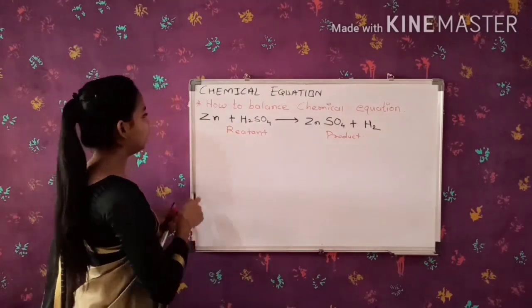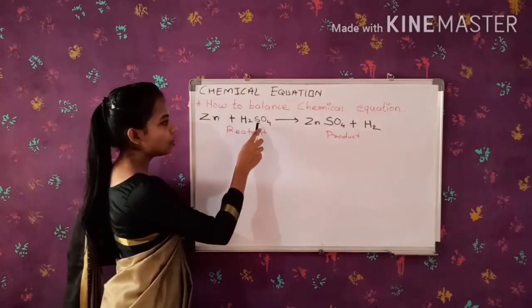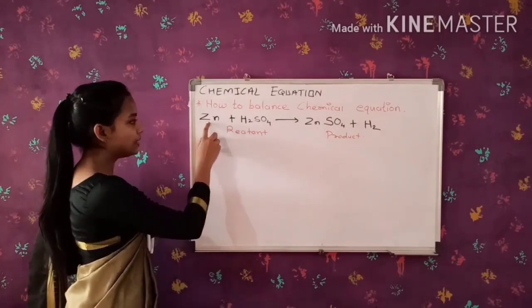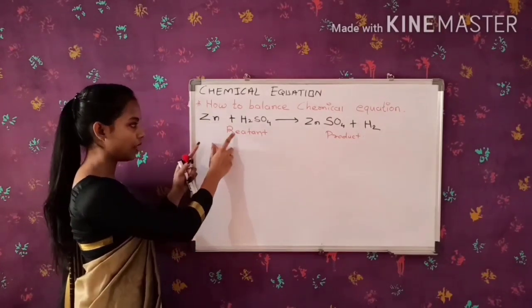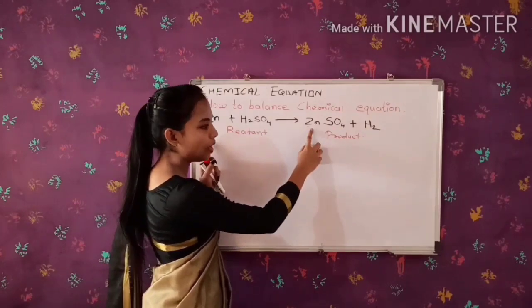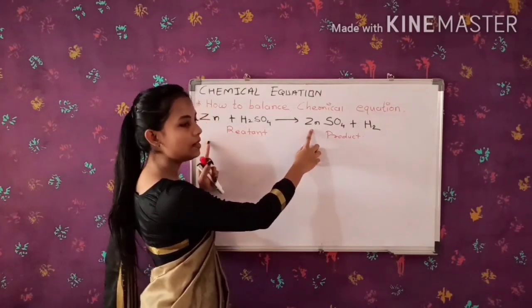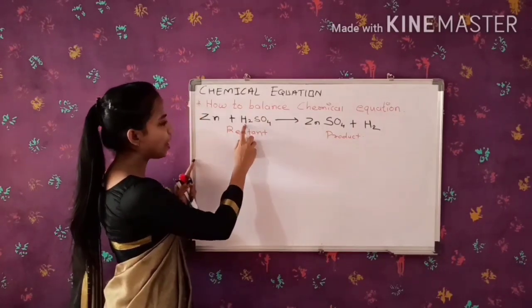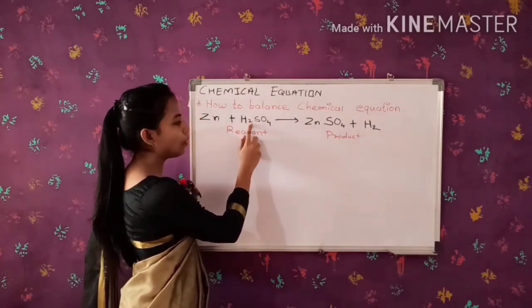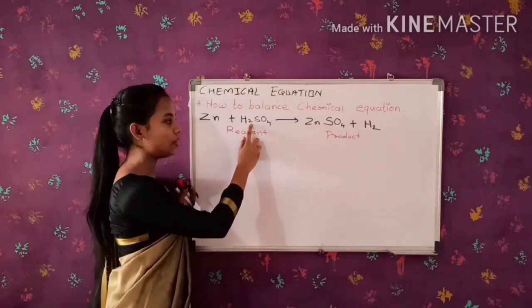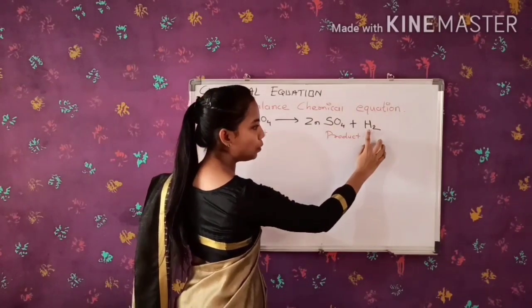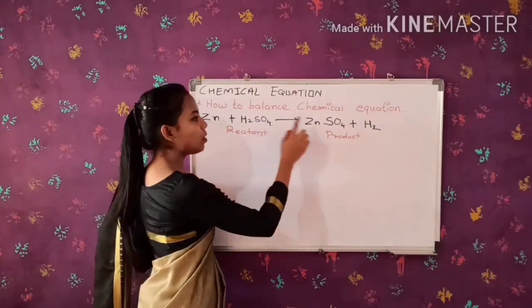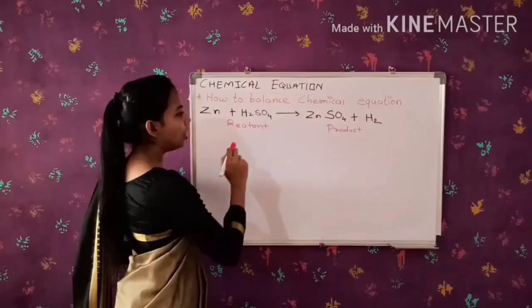Let us see first of all which elements are present in the reaction. Here you can see zinc, hydrogen, sulfur and oxygen are present in this reaction. Zinc has one atom on the reactant side and also one atom on the product side. Hence we can say that zinc is already balanced. Similarly, hydrogen has two atoms on the reactant side and also two atoms on the product side. So hydrogen is also balanced on both sides.